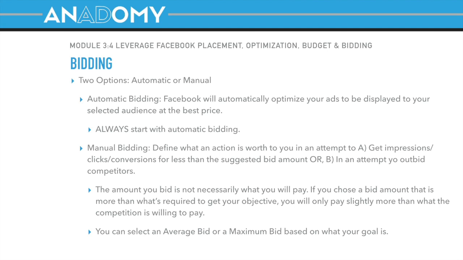If you choose average bid, you may pay slightly above or slightly below that, but at the end of the day, your average bid will be the amount that you selected. But again, depending on what your goal is, you can choose one of these two different options.